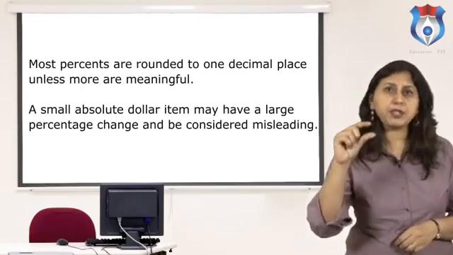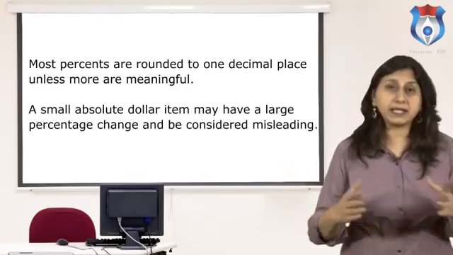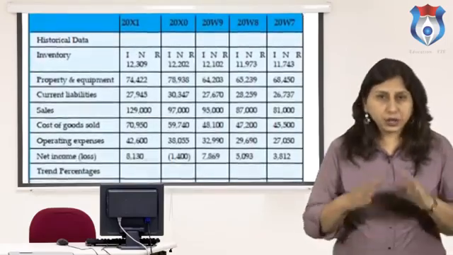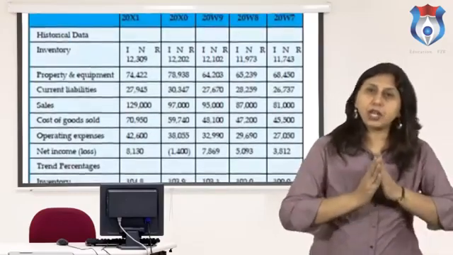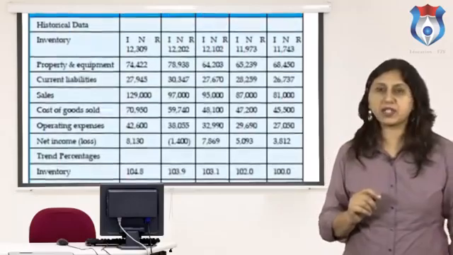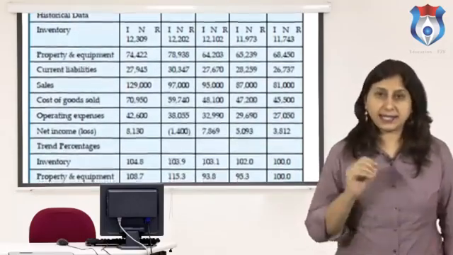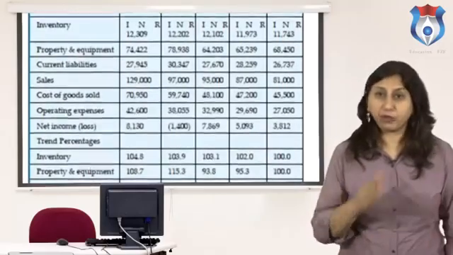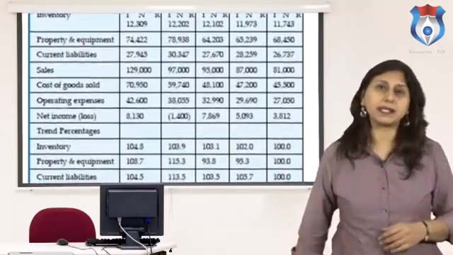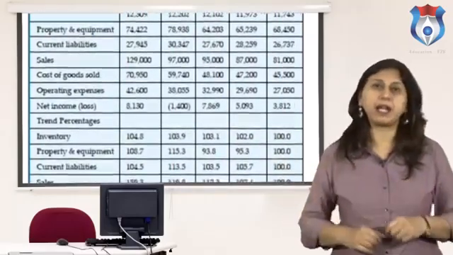A small absolute dollar item may have a large percentage change and be considered misleading. Trend percentages. To calculate the change over a longer period of time, for example, to develop a sales trend, follow the steps below. Select the base year. For each line item, divide the amount in each non-base year by the amount in the base year and multiply by 100.